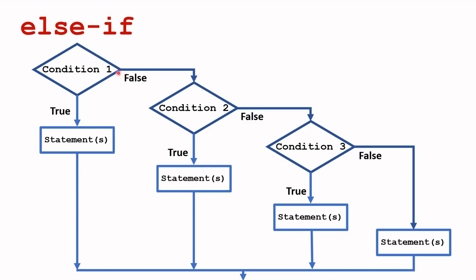Now, however, if it's false, it will then check for the second condition. If it's true, it will execute the statement or statements and then exit. However, if it's false, it would check for the third condition. And if it's true, it will execute the statements and then it will exit. However, if the third condition is false, it will come down this path, execute this statement or statements, and then it will finish and exit.